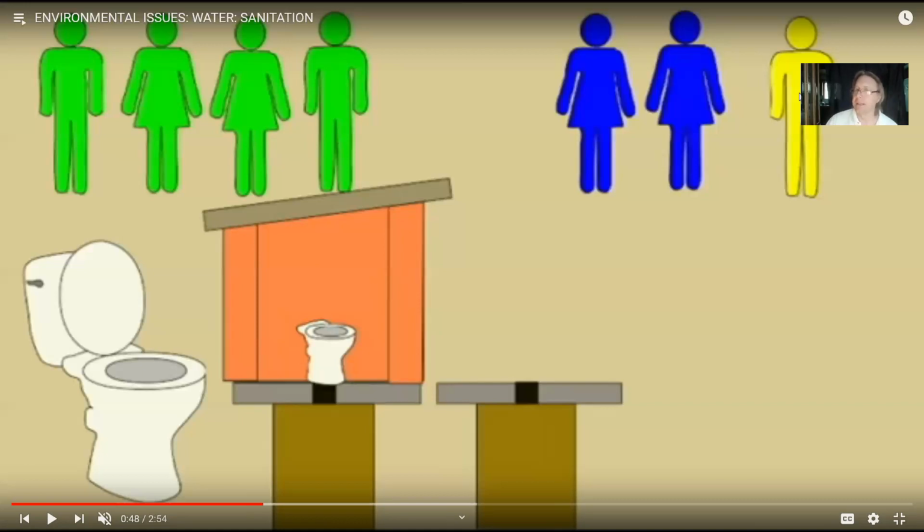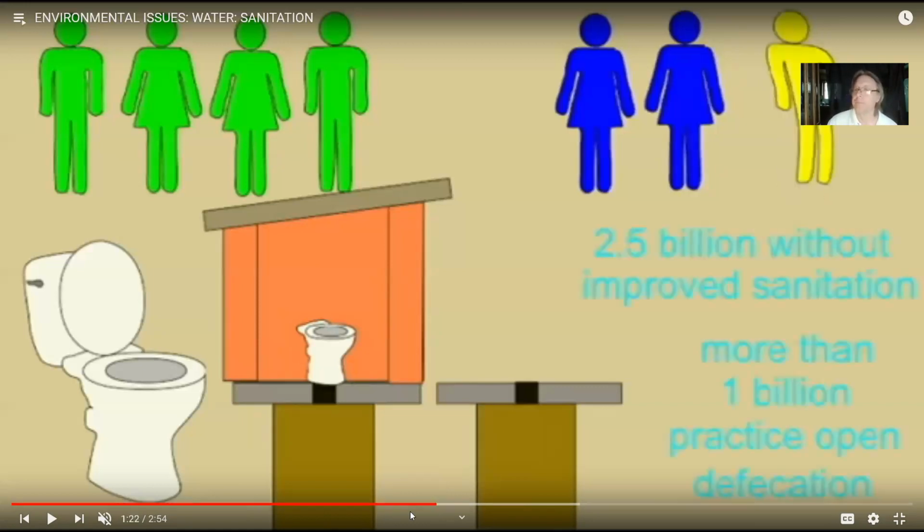If you ask what percentage of the world's population has access to improved sanitation, if we were to depict 7 people here for the 7 billion people who live on the planet, only about 4/7, slightly over half, would have access to one of these. 2 billion people are without improved sanitation, and more than 1 billion people would practice open defecation.